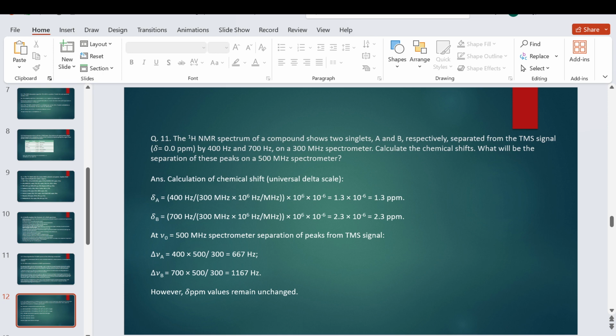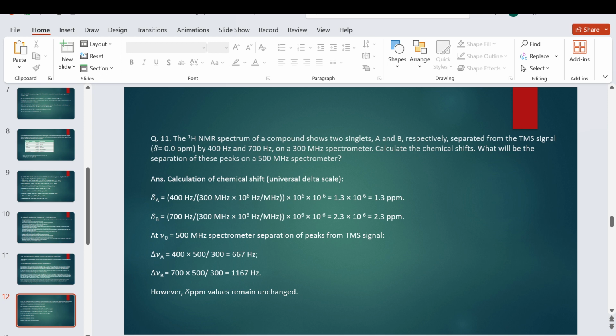Another question is, the 1H NMR spectrum of a compound shows two singlets, A and B, respectively separated from the TMS signal by 400 Hz and 700 Hz on a 300 MHz spectrometer. Calculate the chemical shift. What will be the separation of these peaks on a 500 MHz spectrometer? Very important calculation. We must be aware of such calculations.